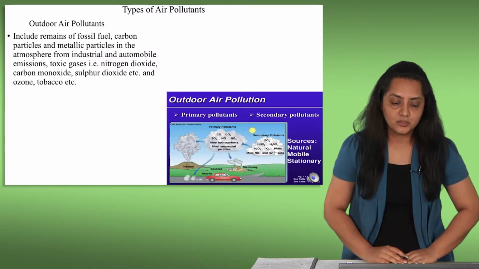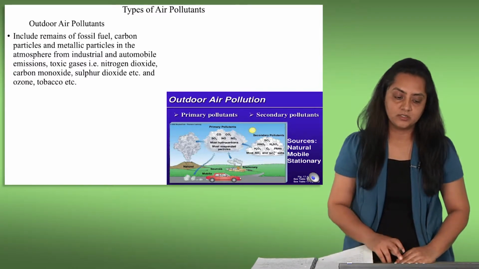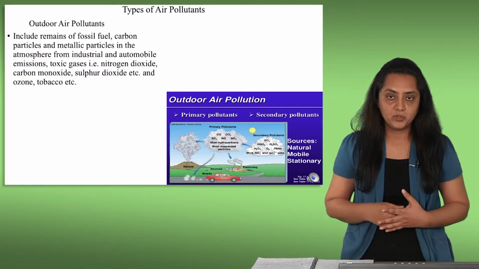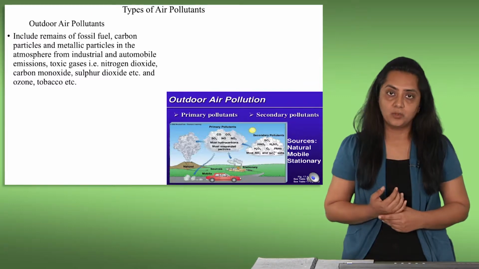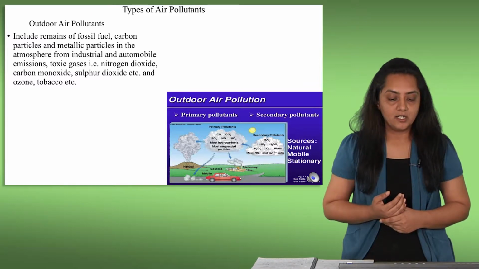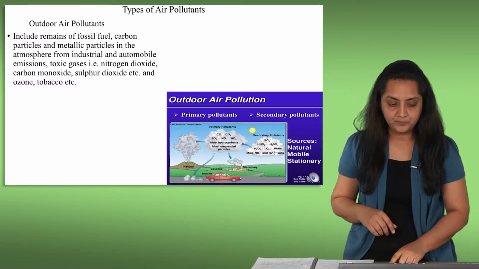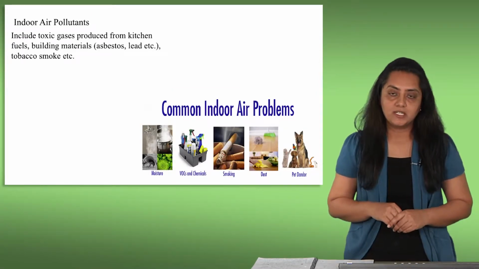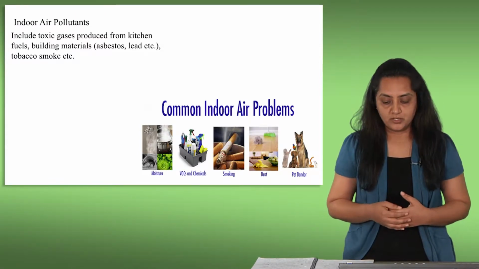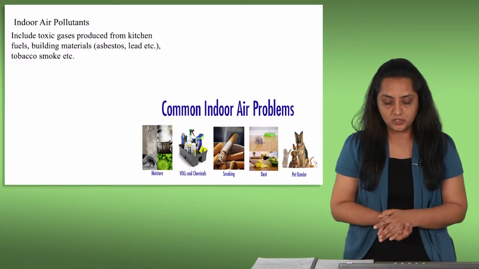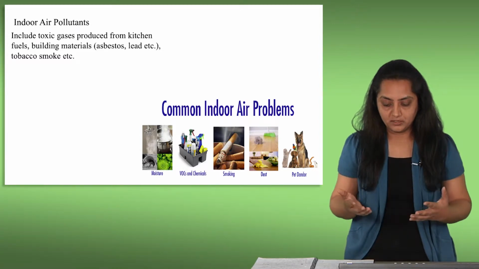There are basically two types of air pollutants, which are outdoor and indoor. The outdoor air pollutants include the fossil fuel, carbon particles and metallic particles in the atmosphere from industrial and automobile emissions, toxic gases, nitrogen dioxide, carbon monoxide, sulfur dioxide, and ozone, tobacco, etc. The indoor air pollutants include toxic gases produced from kitchen fuels, building materials, tobacco smoke, etc. So we can have a look at the picture, which shows moisture, VOCs and chemicals, smoking, dust, and pet dander.